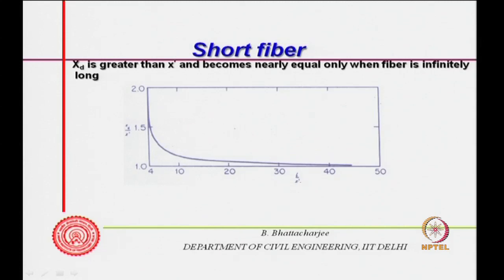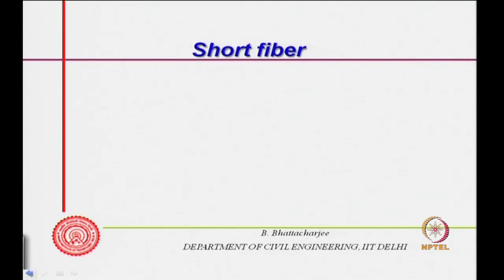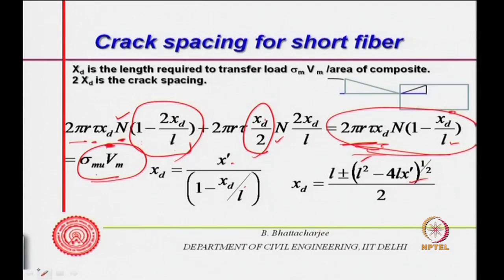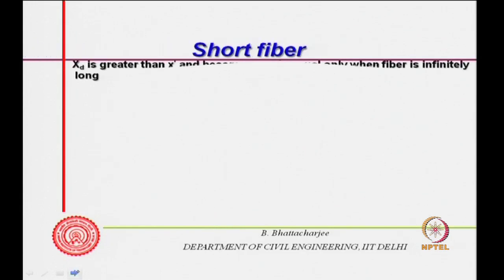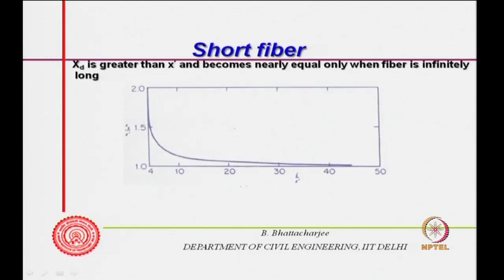It will depend upon L by r, because this was a function of L by r. There is a relationship with the radius r, which is coming in here. So, as your L by r increases, this changes, and x d by x dash changes in this manner.